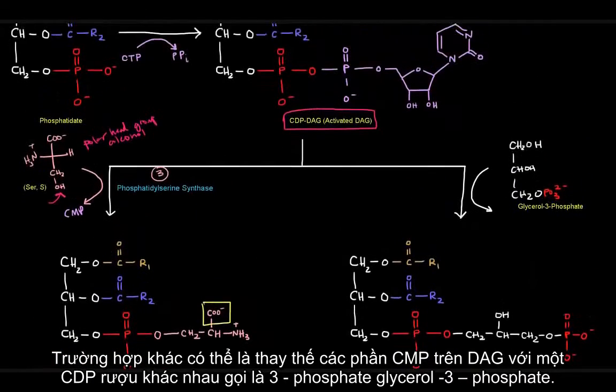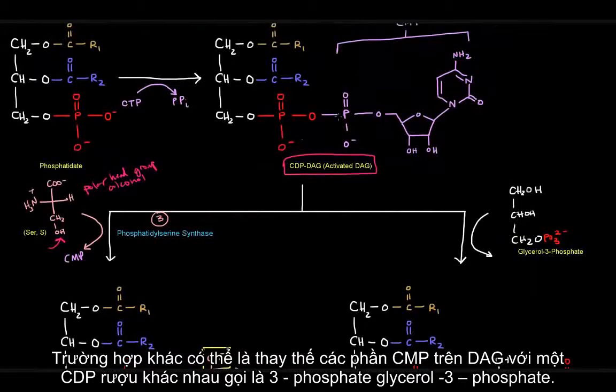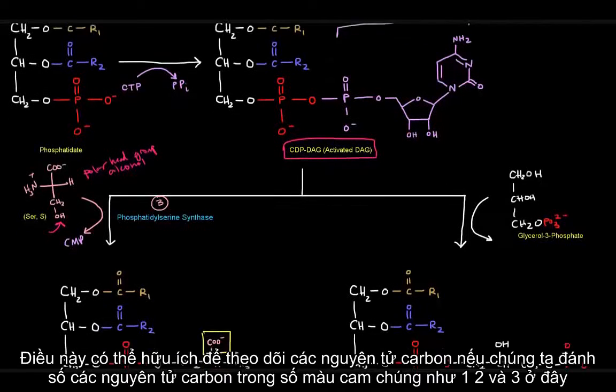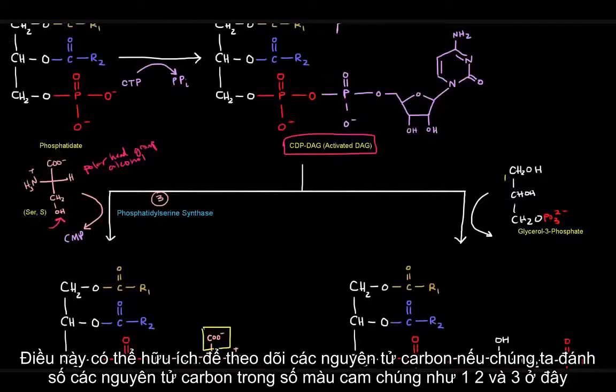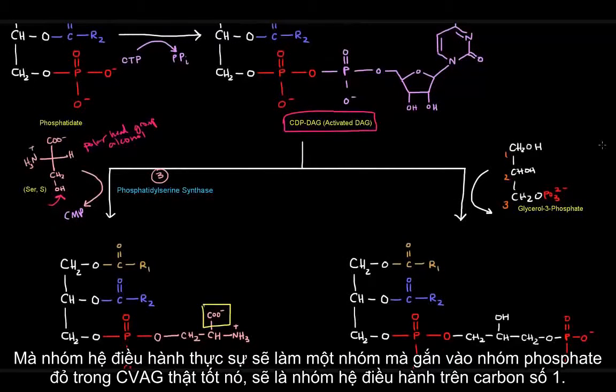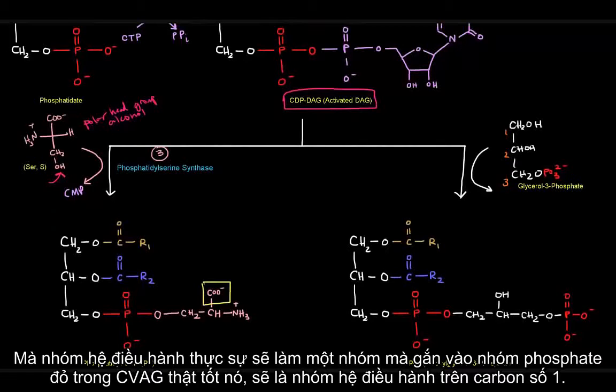Another case could be replacing the CMP portion on the CDP-DAG with a different alcohol, say glycerol 3-phosphate. And in glycerol 3-phosphate, this might be helpful to sort of track these carbons. If we number these carbons, let's do it in orange, as 1, 2, and 3 here, which OH group is actually going to be the OH group that attaches to the red phosphate in the CDP-DAG? Well, it's going to be the OH group on carbon number 1.